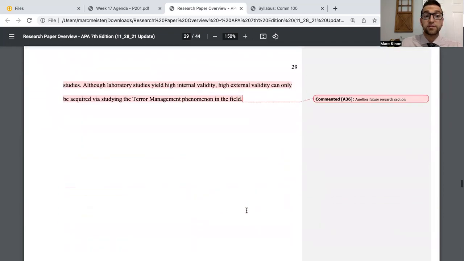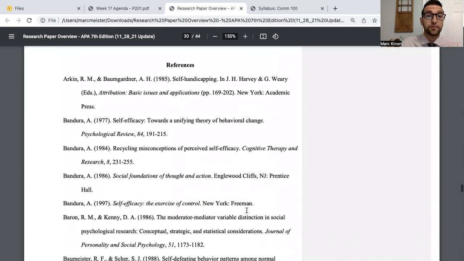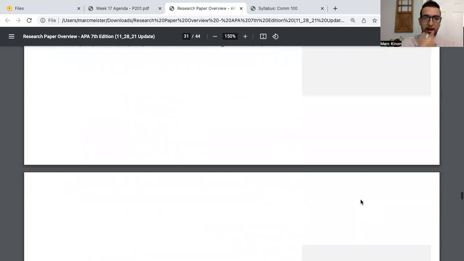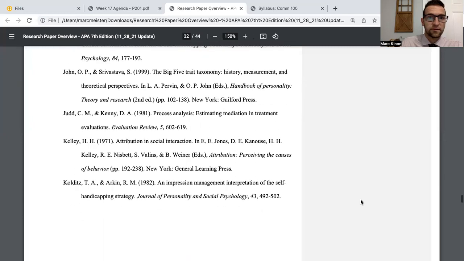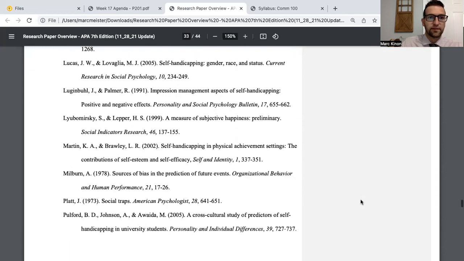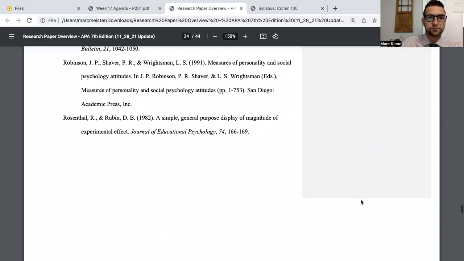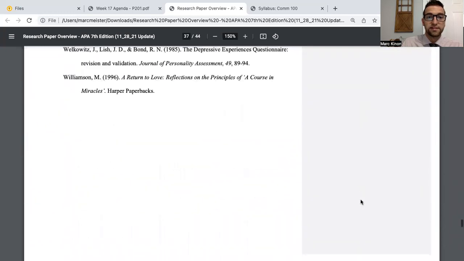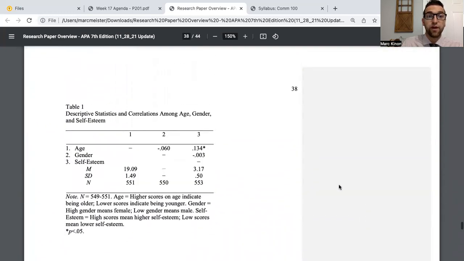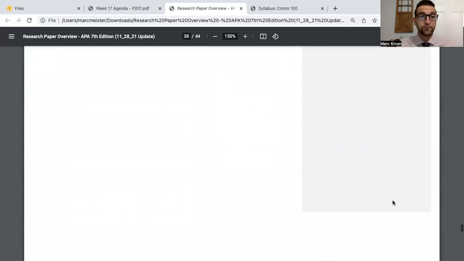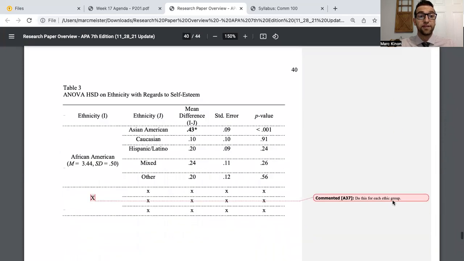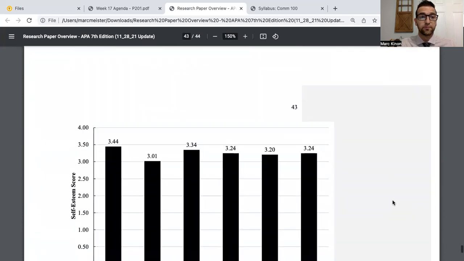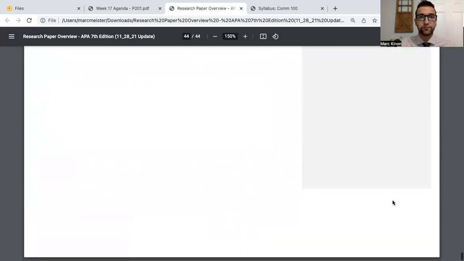Right here. So then after the discussion section, you'll have your references. Then after your references, a lot of references. So then after your references come your tables. And then if you have figures, your figures come after your tables. So here's a figure. And then that's it.